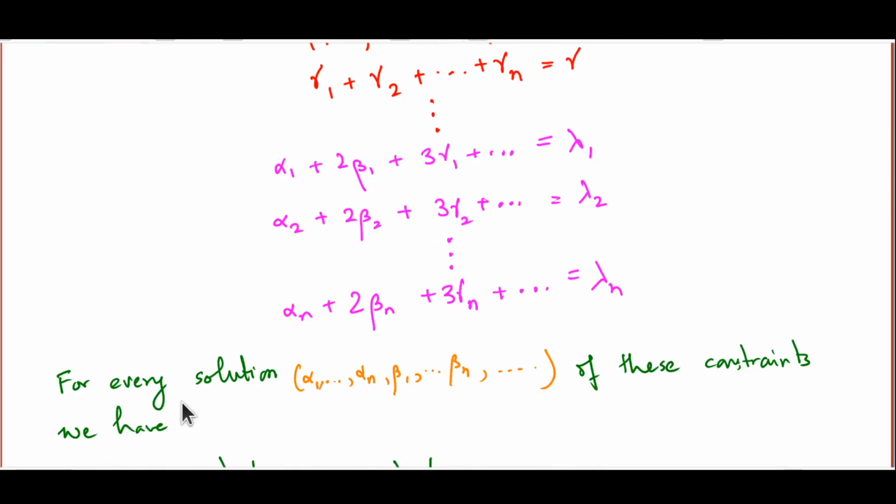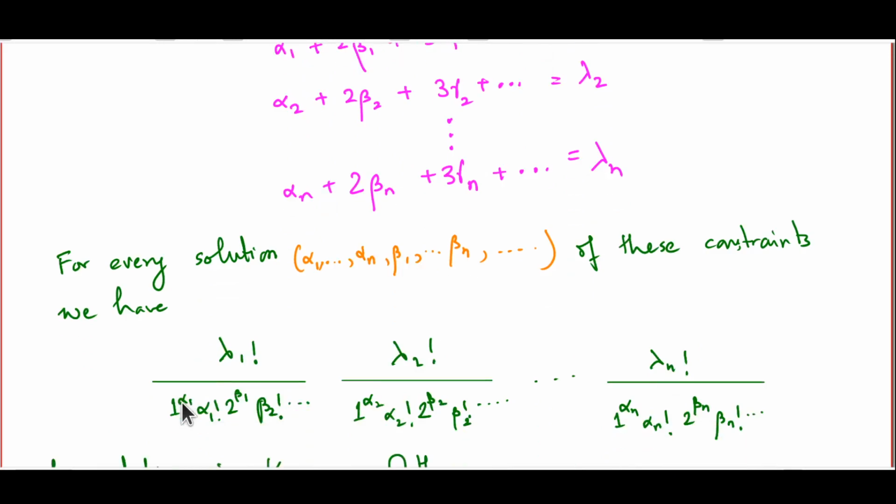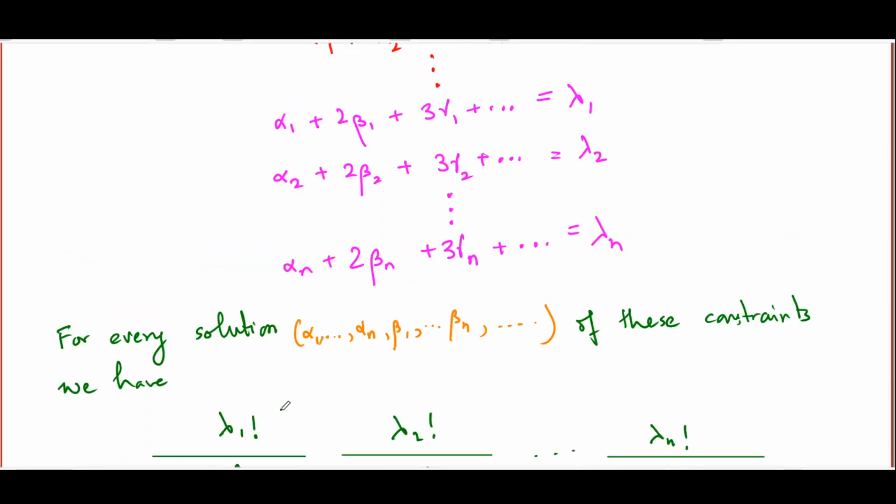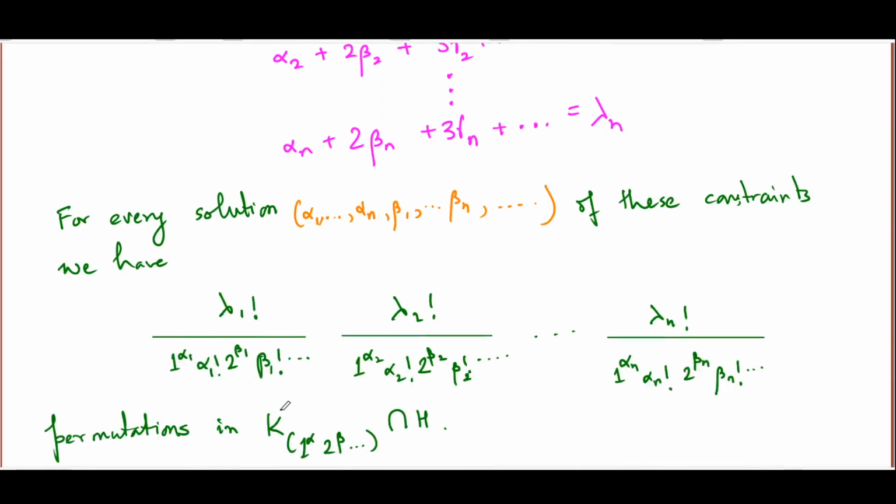Now, for every solution of these constraints, that is for fixed values of alpha 1 to alpha n, beta 1 to beta n, and so on, the number of permutations that we have is easy enough to figure out. The number of such permutations in S lambda 1 is simply lambda 1 factorial by 1 to the alpha 1 factorial times 2 to the beta 1 factorial, and so on. Exactly the same formula that we used a while earlier to find out GL.